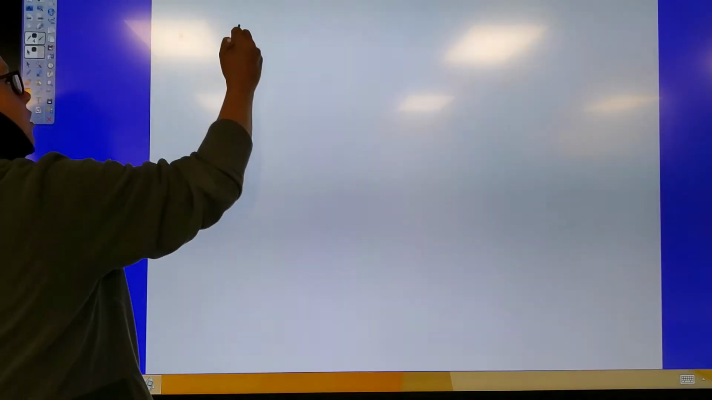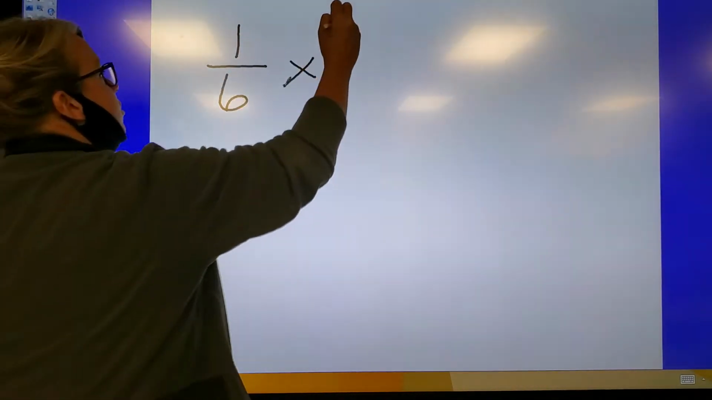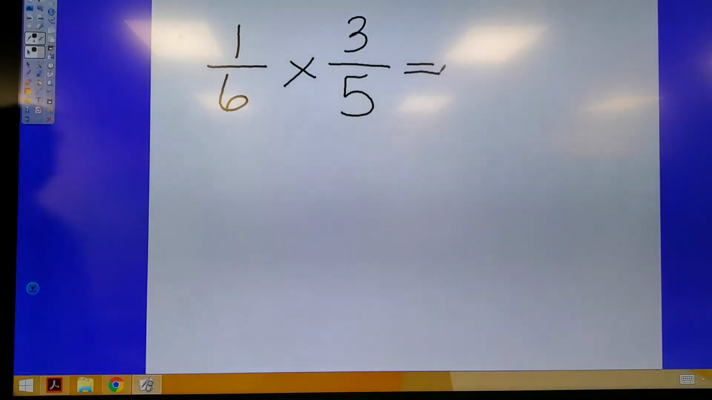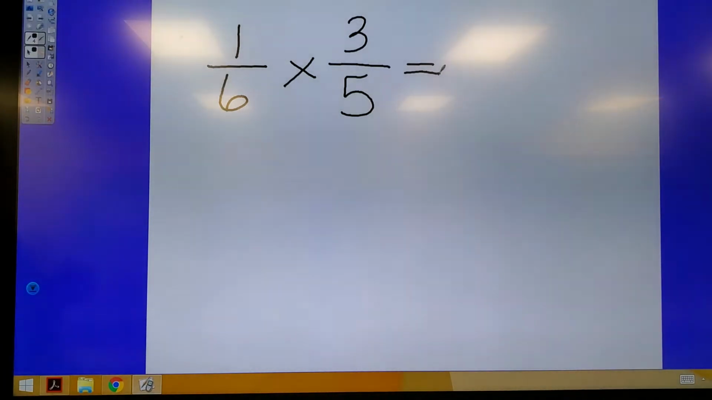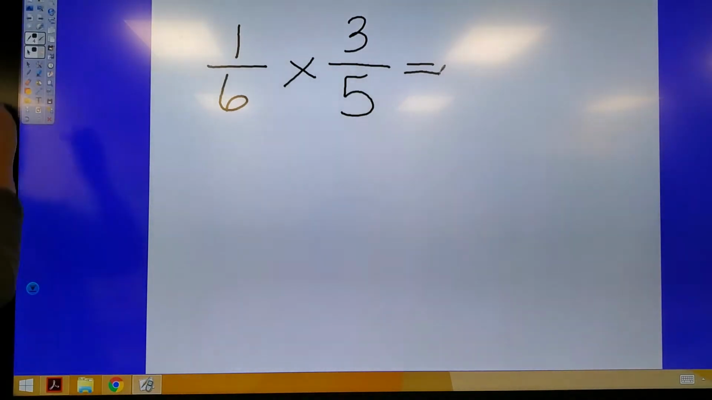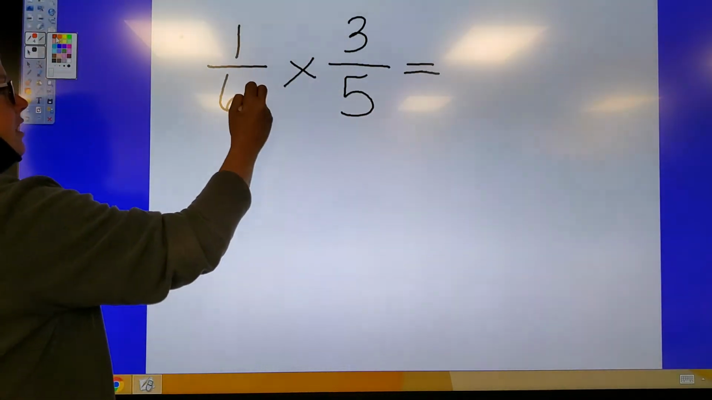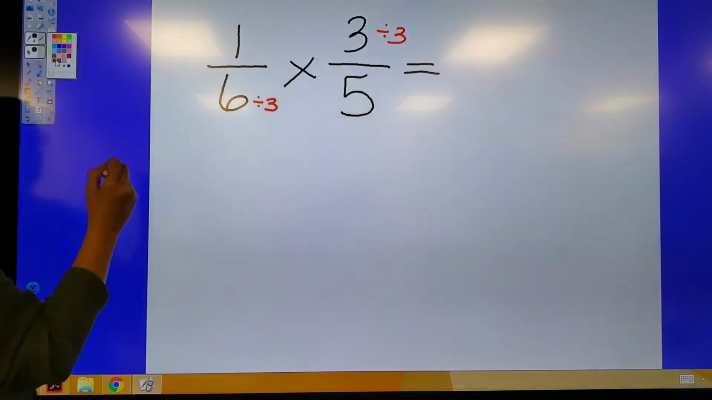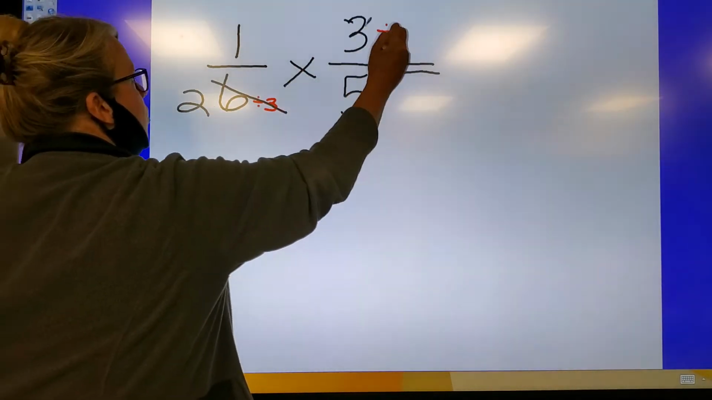Let's say we have 1/6 times 3/5. So before I start multiplying, is there anything that I can simplify? Any cross-reducing that I can do? What do you see? The 3 and the 6. 3 and 6 can both be divided by what? 3. I can do 6 divided by 3. I can do 3 divided by 3. All right, 6 divided by 3 is 2. And 3 divided by 3 is 1.